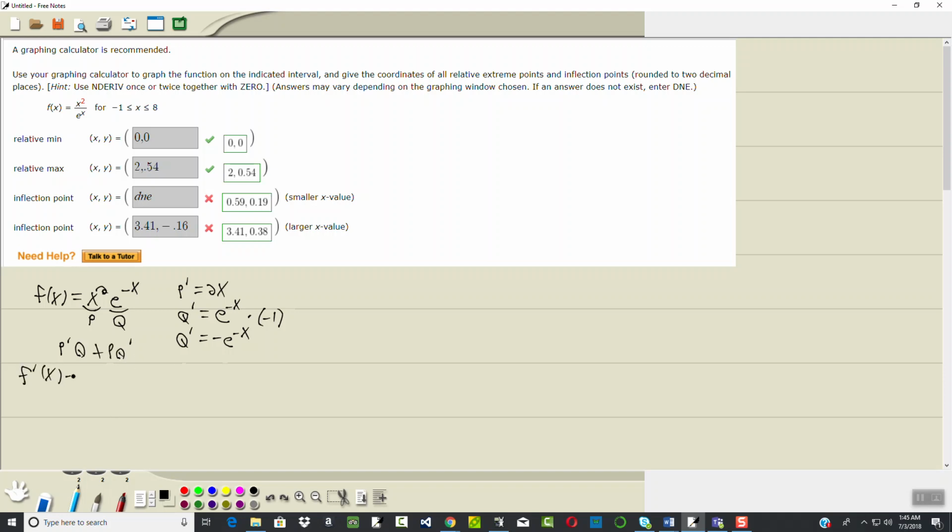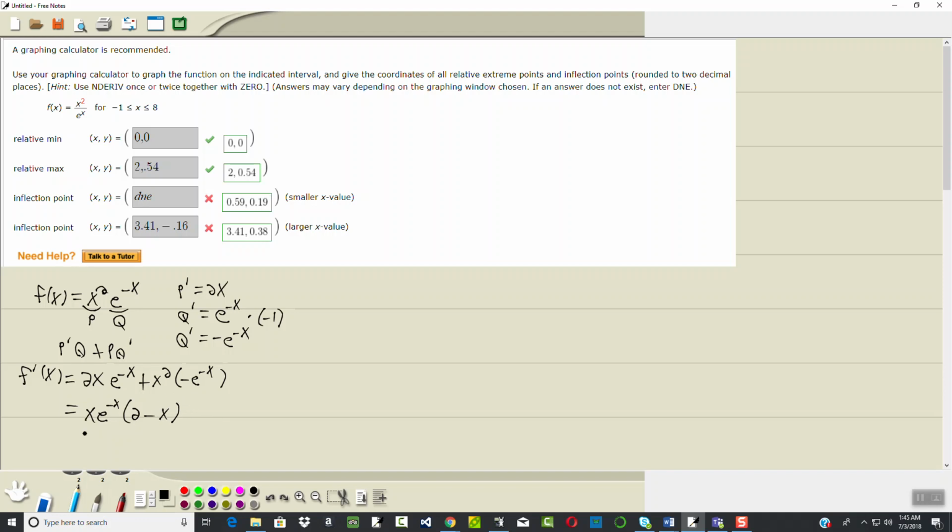So for our first derivative, p prime is 2x times q, which is e to the negative x, plus p, which is x squared, times q prime, which is negative e to the negative x. Now I'm going to factor out an e to the negative x and x. That x is gone, that e to the negative x is gone, so we have 2 here. One of these x's is gone, so we're left with a single x there. But that minus is there, so it'll be a minus x. And this e to the negative x is gone.